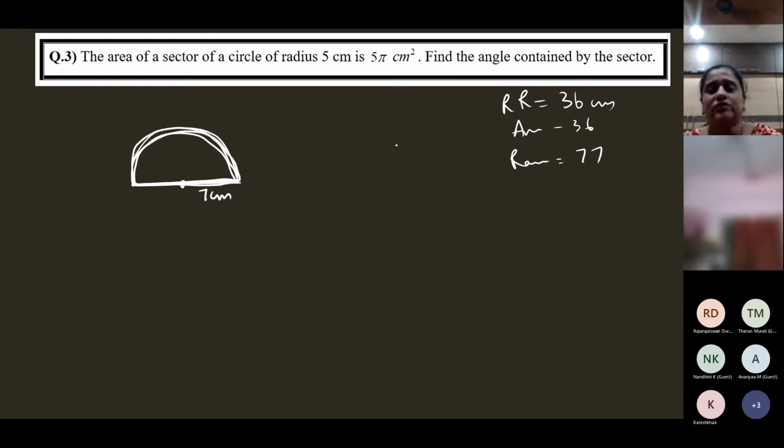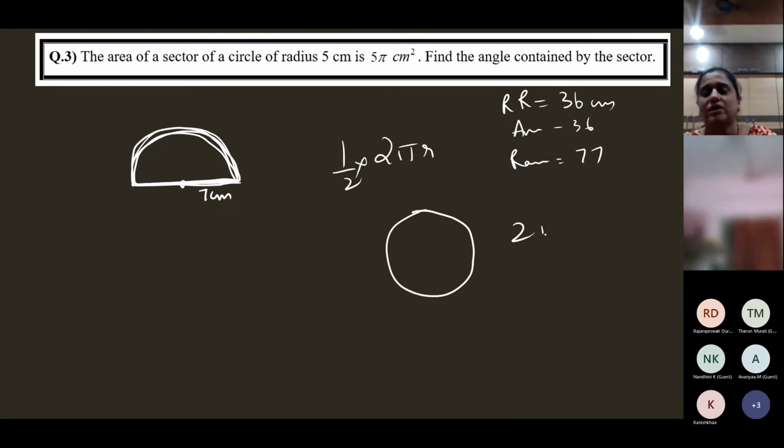So what's the length of a circle? 2 pi r. Semicircle, half of 2 pi r. Then what will be the length of half of it? Half of 2 pi r. Or you can write pi r also straight away.